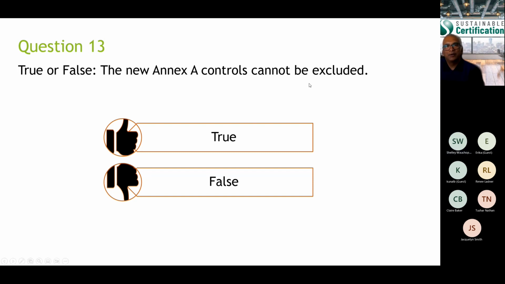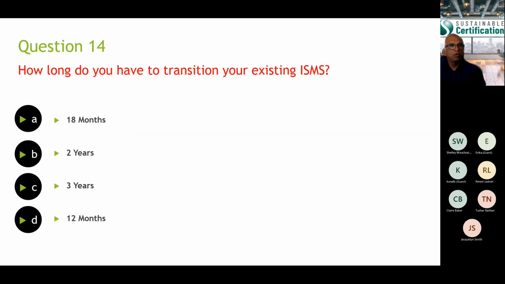So new Annex A control cannot be excluded is false, because it applies to all the Annex A controls irrespective of whether it is new, merged or renamed. Any of the controls can be excluded with proper justification. Then, how long do you have to transition your existing ISMS?